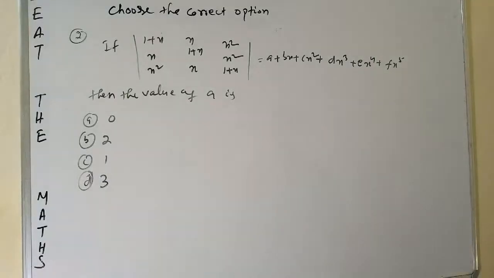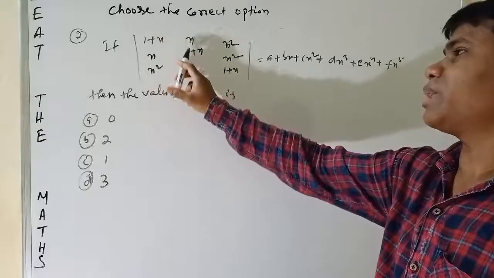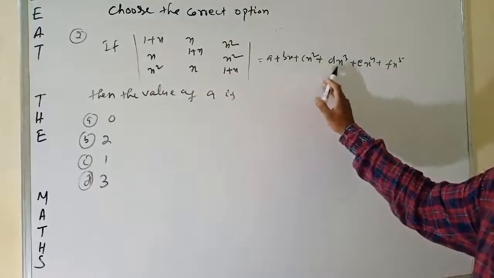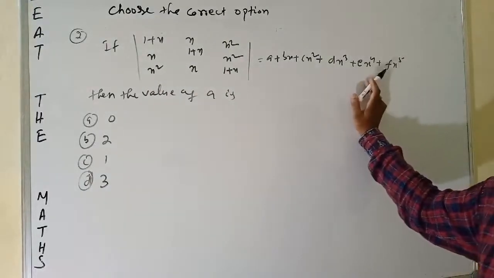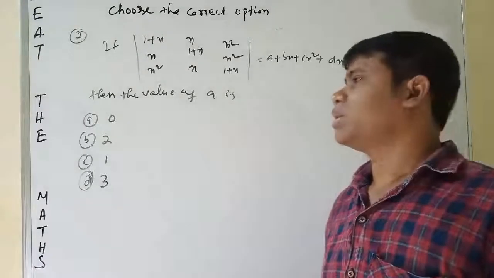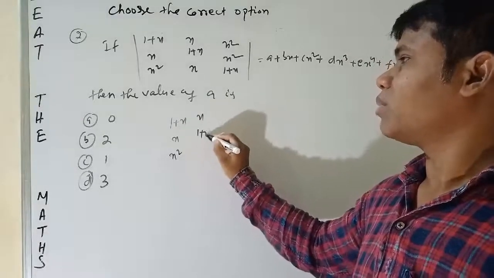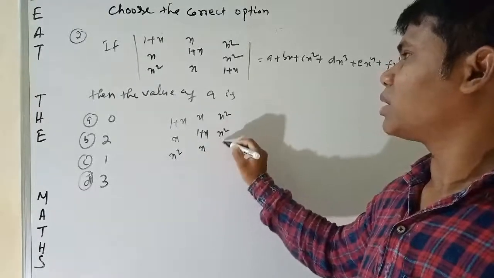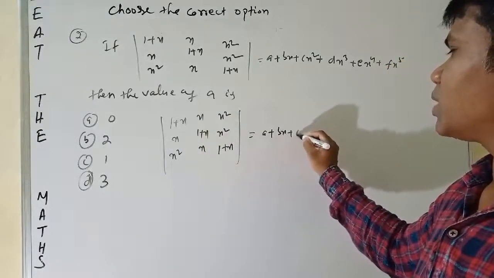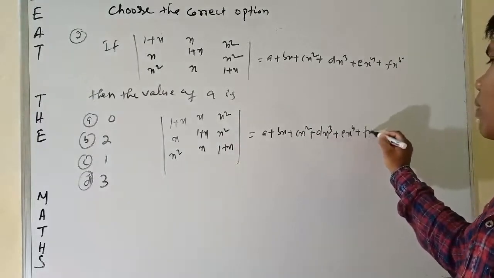You see the next question. The question is given: if the determinant of 1 plus x, x square, x; x, 1 plus x square, x; x square, x, 1 plus x is equal to a plus bx plus cx square plus dx cube plus ex4 plus fx5, then the value of a is, 4 options are given: 0, 2, 1, 3.